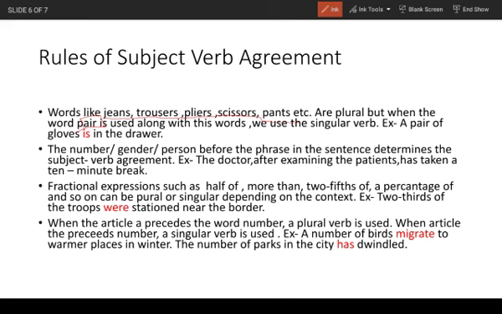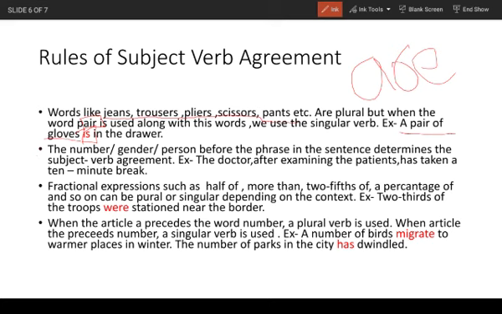Like, a pair of gloves is in the drawer. So here pair is used, so that's why it would be singular. But when I say my gloves are in the drawer, at that time we are going to use "are". Why? Because gloves is plural. But a pair of gloves is singular.